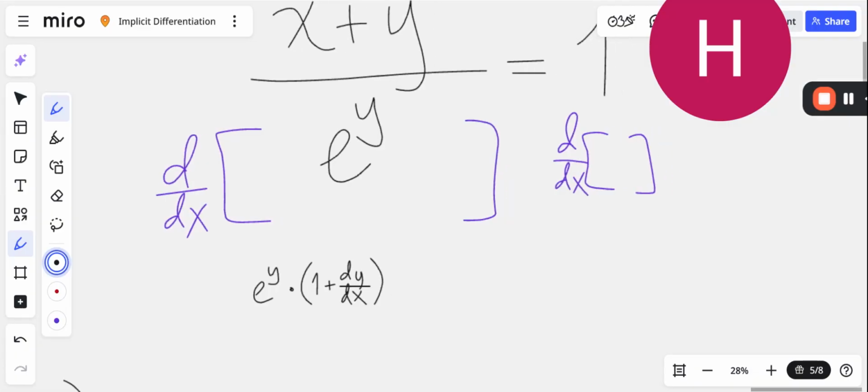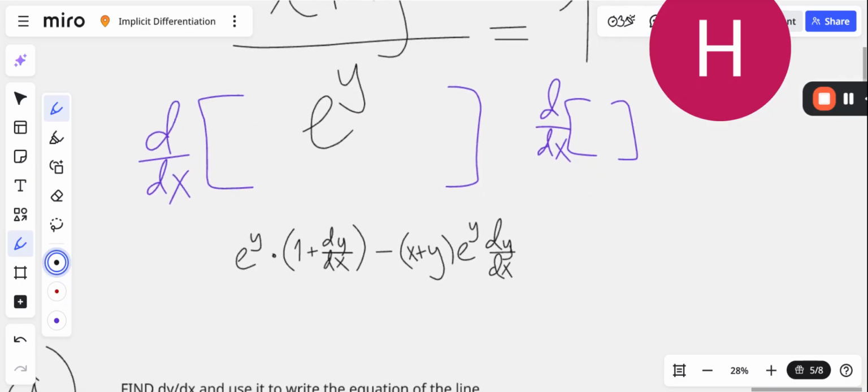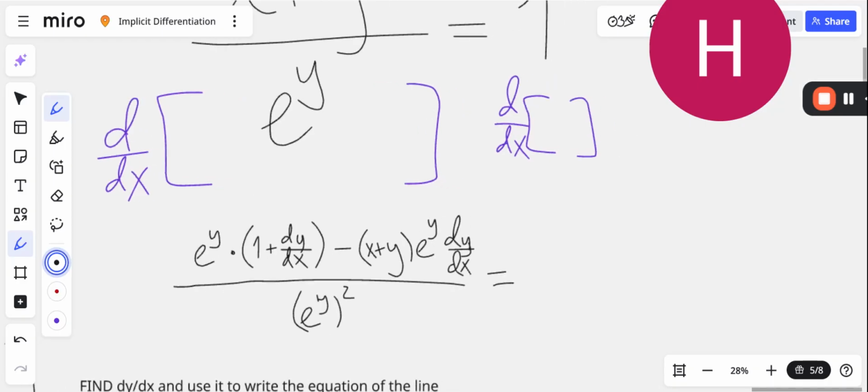So we've done low d high minus high, that's the x plus y, d low, which is the derivative of this on the bottom. Remember that the rule for e is very easy. You just write it over again. But we have to use the chain rule. So we're going to have e to the y times dy dx. And you'll notice that e to the y comes up in both of the terms. This is all over e to the y squared, like the low squared. We will also simplify that in just a moment. The right side, meanwhile, is 0.